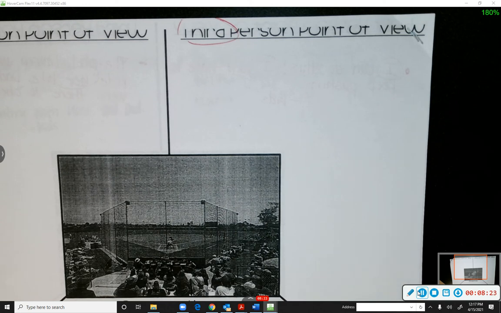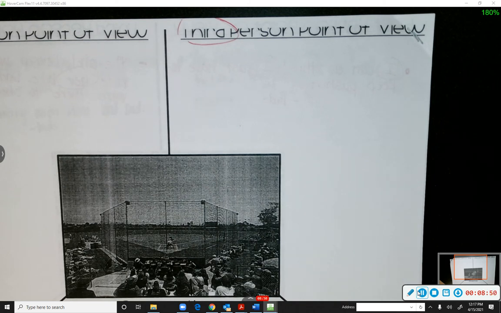Whoa, that was a good hit. Okay, but that's dialogue, so we want to try to use something else to go with the dialogue, because dialogue cannot really help you figure out whether it's first or third. So what's another sentence that could go with that? That was a good hit, said the fans, but that's still dialogue. What's another sentence?